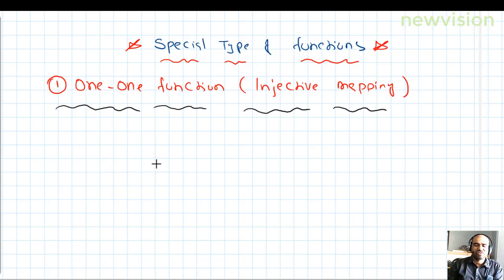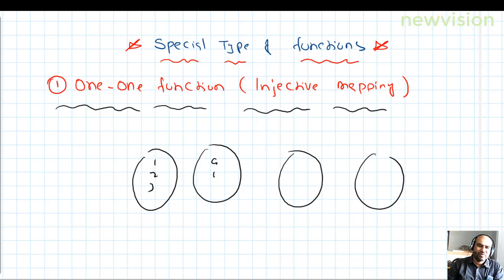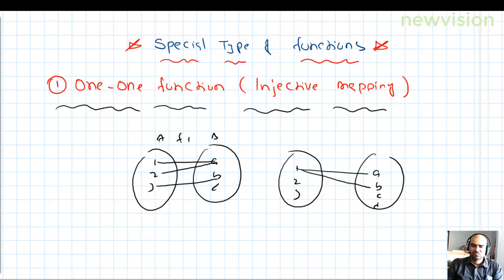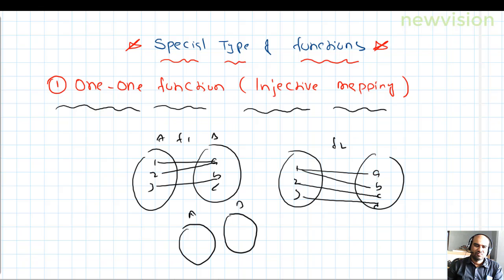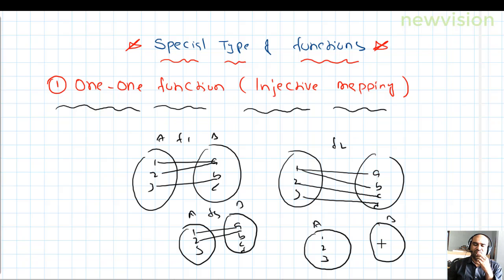Listen all of you. First of all, I want to explain the meaning of a function. Through examples I will explain. Students listen. 1, 2, 3 and a, b, c. This is a function only. F1 is a function from A to B. F2 is not a function, because all the elements are used up, but one is used 2 times. F2 is not a function. F3 is also not a function, because all elements are not used up.